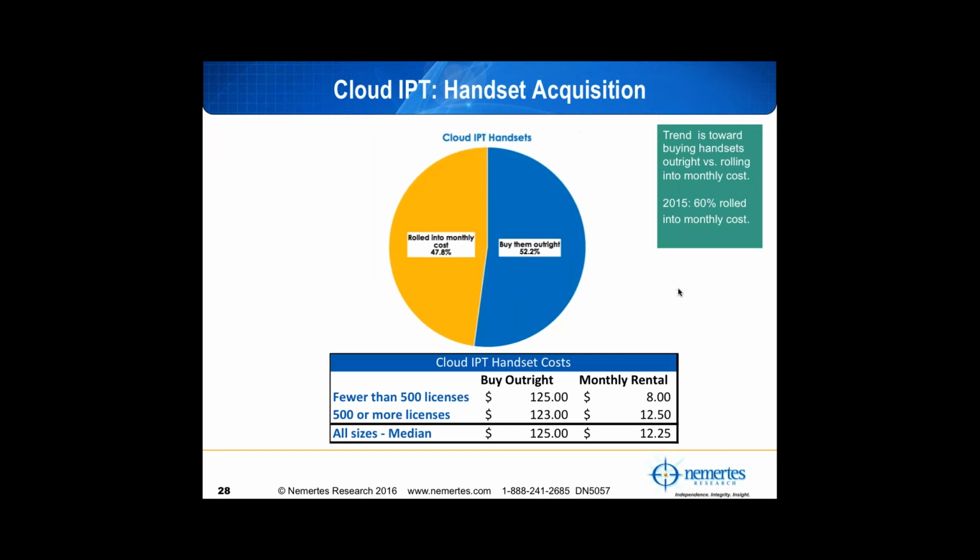Now, handset acquisition with cloud IP telephony, most organizations are buying them outright, and the trend is a little more toward buying them outright. And you can see that if you're going to buy them, on average, companies are spending about $125 per handset, but that really does vary. It just depends on what level of handset you want. Monthly rentals on average are about $12. And again, that also varies depending upon the type of phone you're buying.